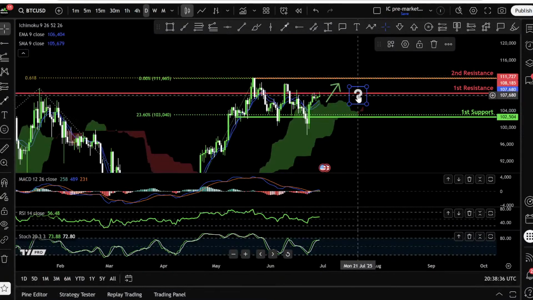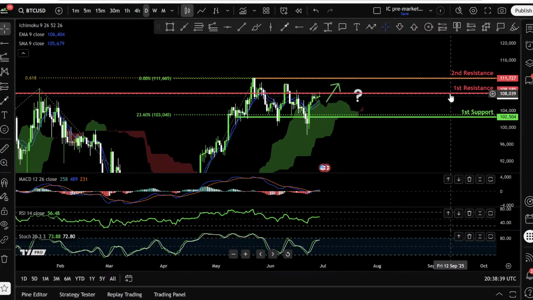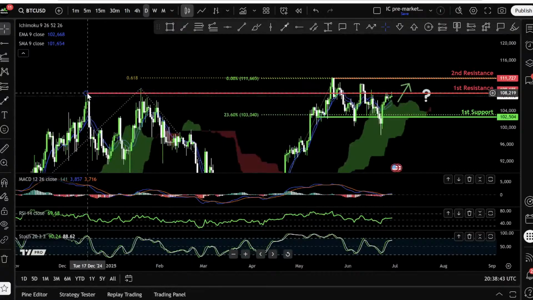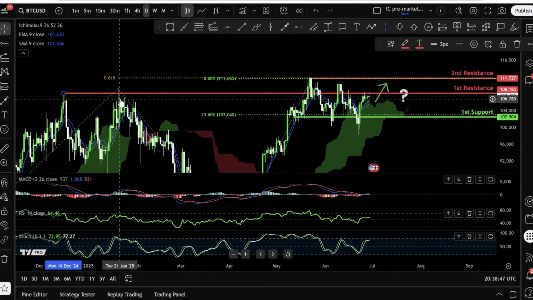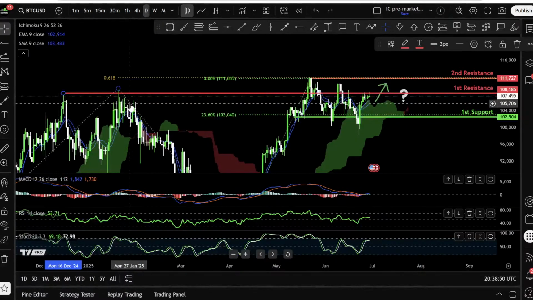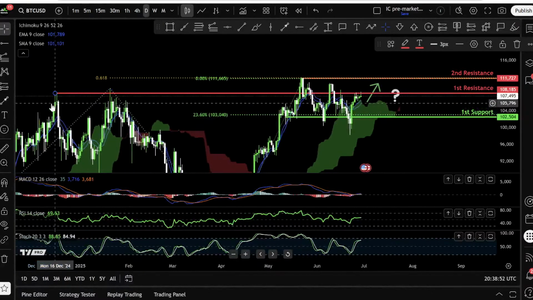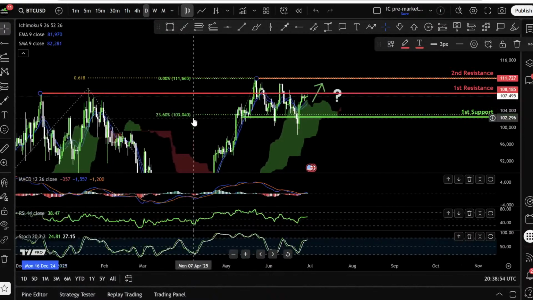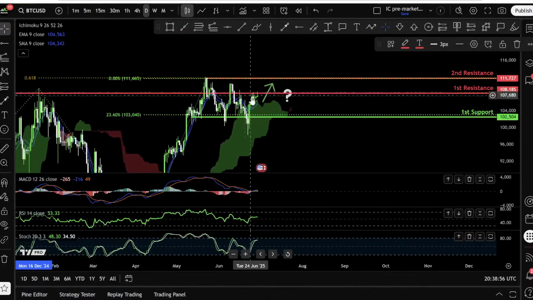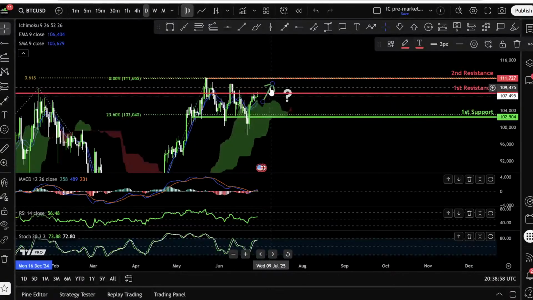Okay, just be aware of this first resistance level that I've highlighted because it's quite a significant level. It has two swing highs, two swing highs that line up with it. And price tried to test this level before but failed. So we might see that happening again here.